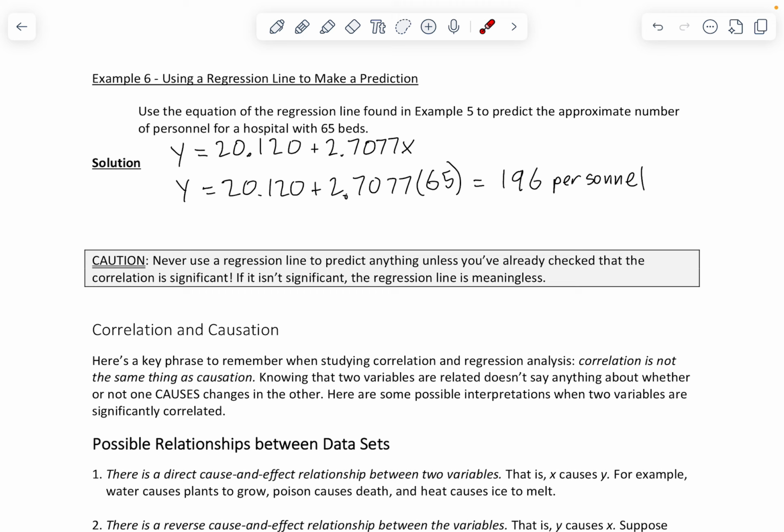The stronger the correlation between the data values, the better these predictions will be. Caution: never use a regression line to predict anything unless you've already checked that the correlation is significant. If the correlation is not significant, the regression line is meaningless. It will not give you an accurate prediction.